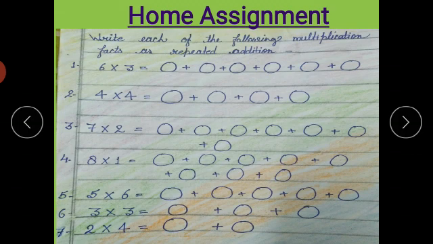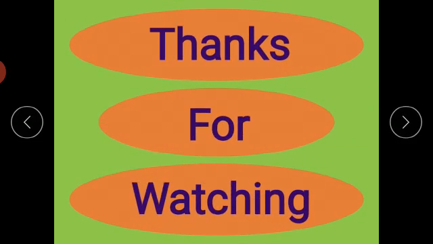Okay, children? So children, in this class we have learned about multiplication and repeated addition form. Okay, so in the next class I will teach you multiplication in a new method. But for that method, children, you have to learn tables from 2 to 20. It is also your homework. So learn tables from 2 to 20.